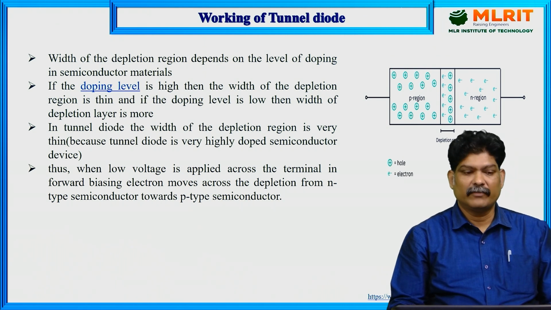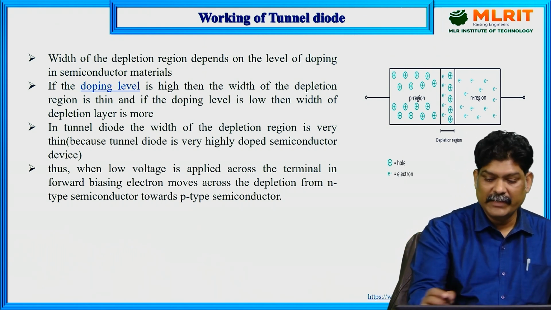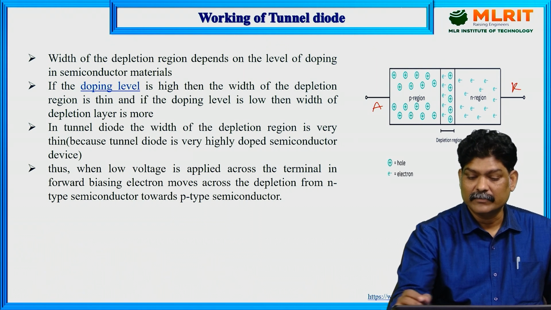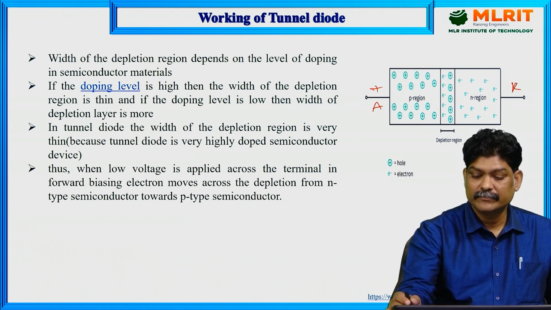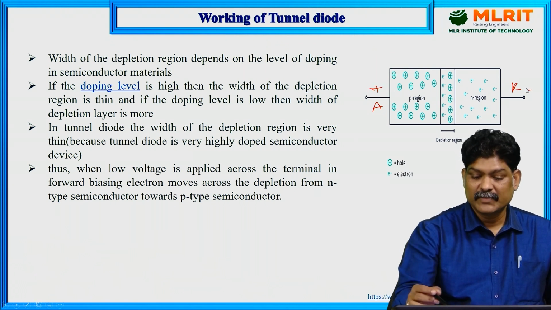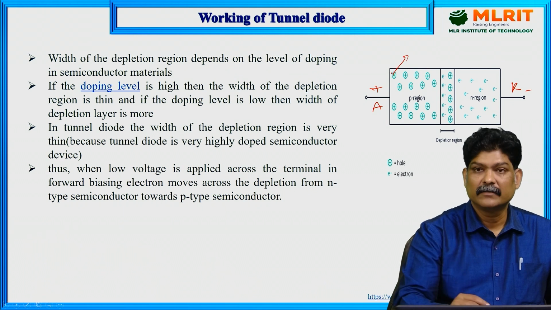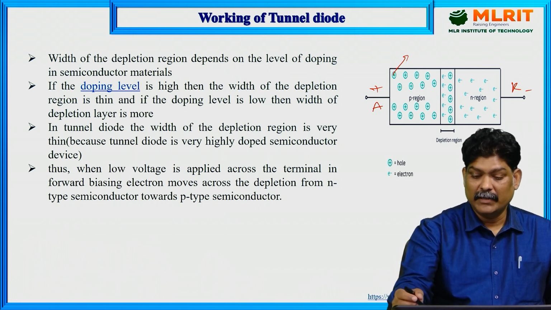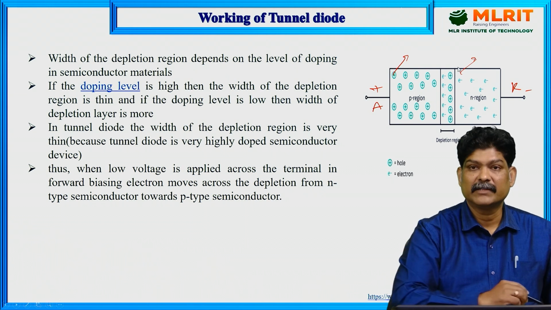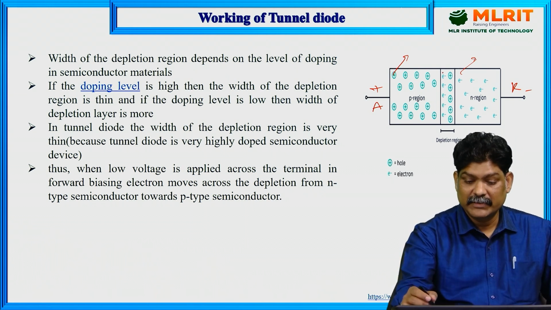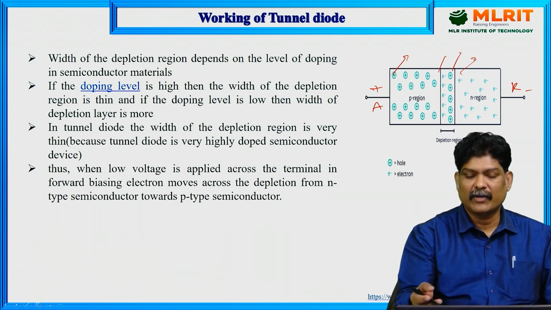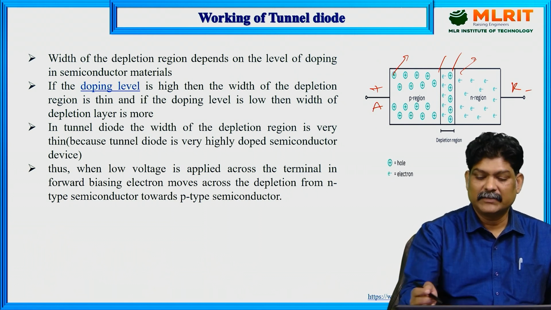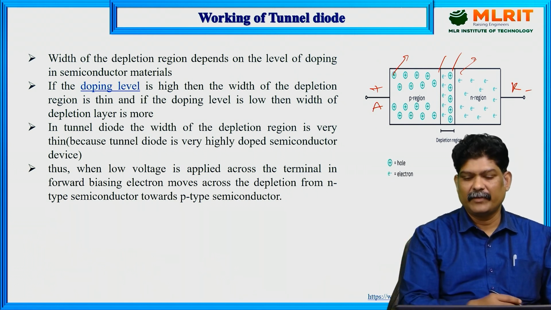How does a tunnel diode work? See here, this is the anode and this is the cathode. Anode is positive, cathode is negative here. This represents a positively charged hole, and this an electron, negatively charged. This is the depletion region. Because your tunnel diode is heavily doped, there will be a thin depletion layer present.